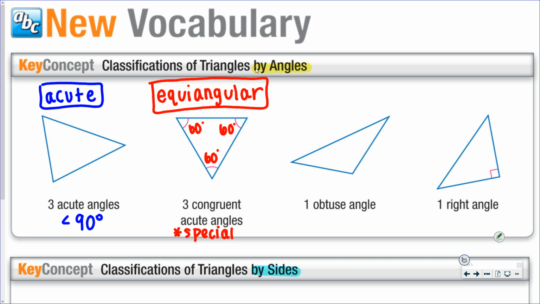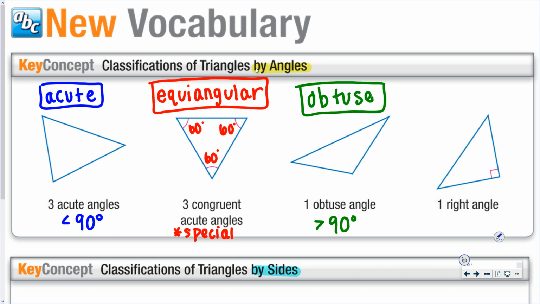Now, we just talked about how the degree measures have to total 180. So if we have an obtuse angle in our triangle, obtuse is greater than 90, there can only ever be one, obviously. Any guesses what that triangle is called? Obtuse triangle. Pretty creative, right? Now these mathematicians.